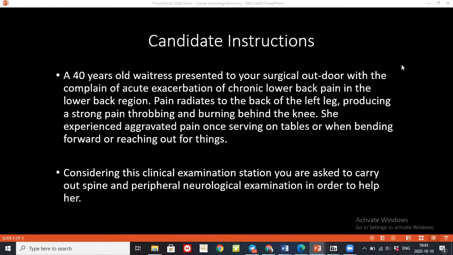And now I would do special tests for the spine. For this, I would first do the straight leg raise. I will ask the patient to lie down and be comfortable, and then I will ask the patient to raise their leg as much as they can, and then I would dorsiflex the foot, and the patient will have pain onto the back of their leg. This is positive for sciatic nerve compression or impingement. This is the straight leg raise test.